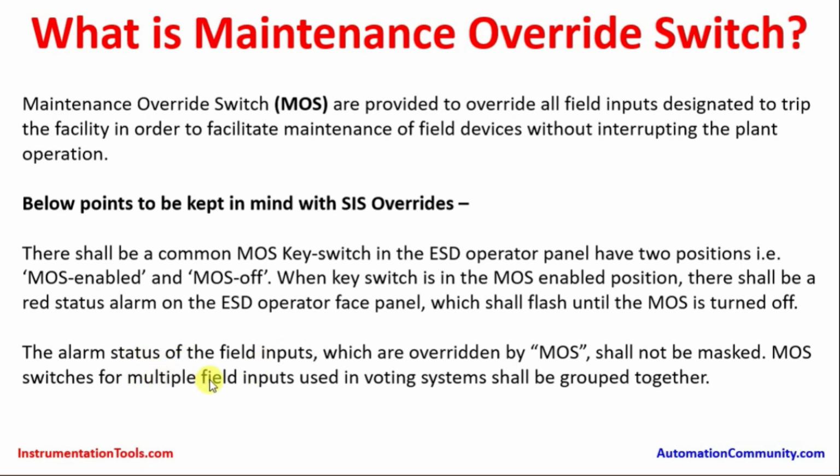The alarm status of the field inputs which are overridden by MOS shall not be masked. MOS switches for multiple field inputs used in voting system shall be grouped together. See, there are many alarms which may be a nuisance to the operations and they may ignore them. They may silence them without giving much importance. But MOS should not be handled that way. That has to be given a critical priority and importance. The operations need to be aware which are the alarms related to the MOS, and they have to keep in mind that there is one override in the plant facility that has to be restored.